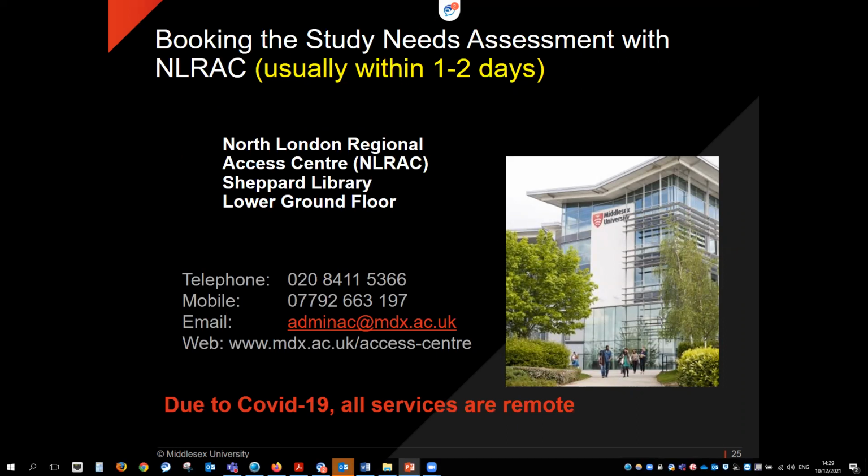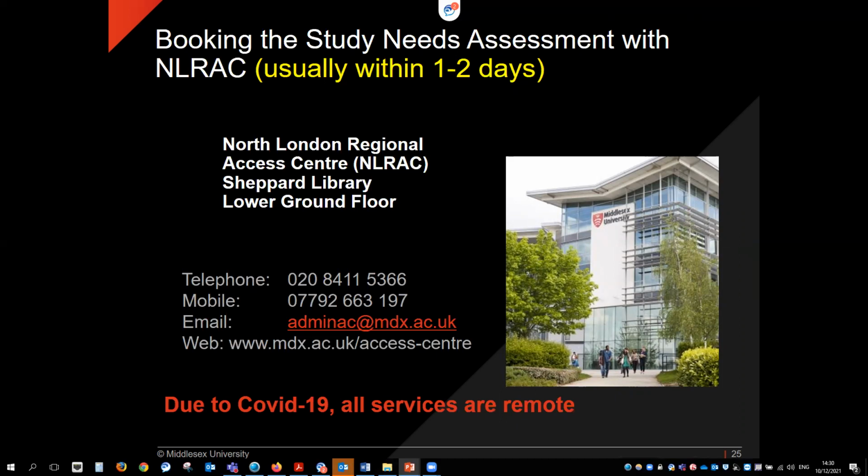Some students may choose to come to us, which of course we would more than welcome. And when they contact us to book the needs assessment, we usually can offer them an appointment within 1 or 2 days. Okay, so we have a lot of flexibility, especially if most of the appointments are remote. Although we have here that all the services are remote, we do offer face-to-face as well currently.